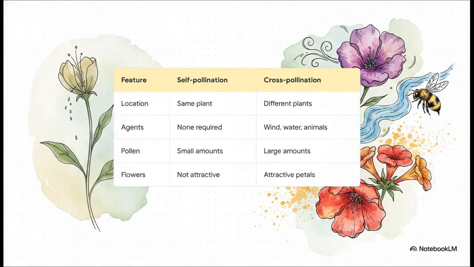Now, to achieve this transfer, plants rely on 2 very different strategies. They can either keep it local with self-pollination, which happens within the exact same flower or plant without needing any outside help, or they can outsource the job with cross-pollination. Now, cross-pollination requires external agents and way more pollen because, let's face it, there's a lot of inevitable wastage blowing around in the wind. Plus, it generally takes a lot more visual flair to attract those outside agents.